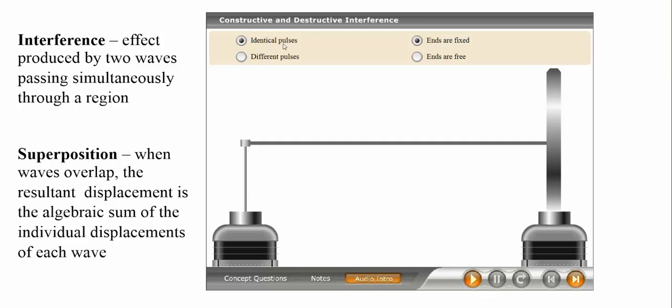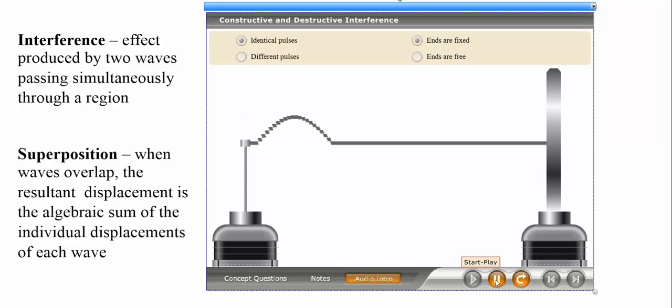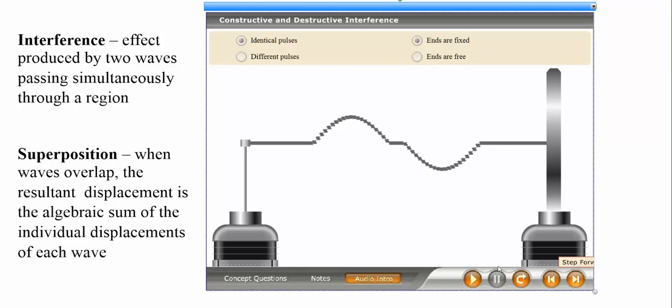We've got identical pulses up here. I've got this oscillating system. It's going to oscillate once or twice, depending on how many times I hit it. That's going to send a pulse down this rope. I'm going to first show you fixed reflection. So the pulse goes down. It's fixed, so think about what should happen. And there we go. Now, while the next one is heading back to the left, I have a new pulse to the right. And my question is, what happens when these pulses get on top of each other?